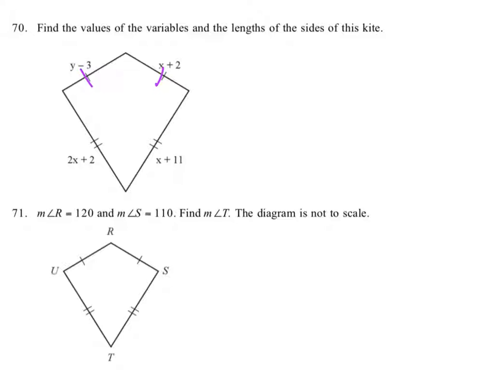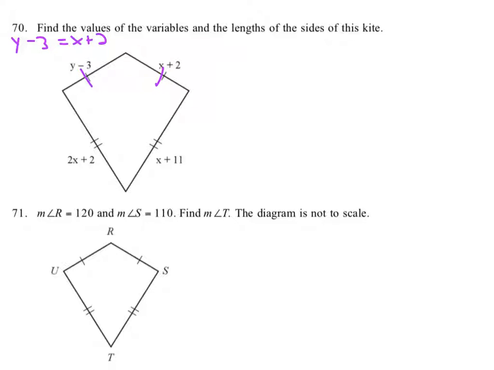Find the values of the variables. We know that this is congruent to that, but they each have a different variable describing them. One's x and one's y. So if we wrote y minus 3 equals x plus 2, right now it doesn't help us if we don't know what one of the variables is.